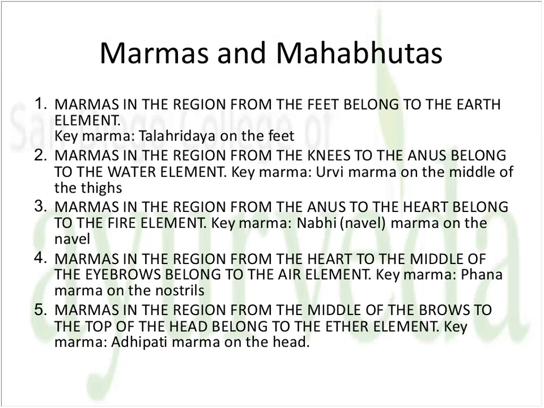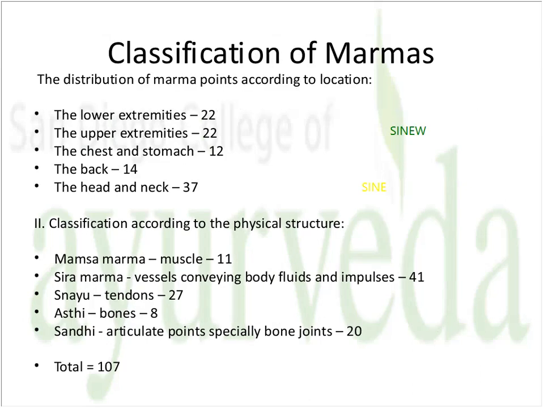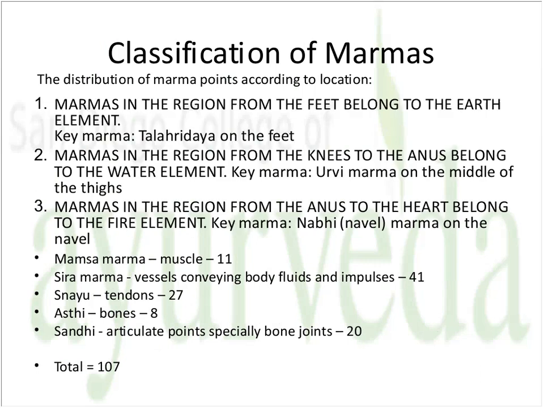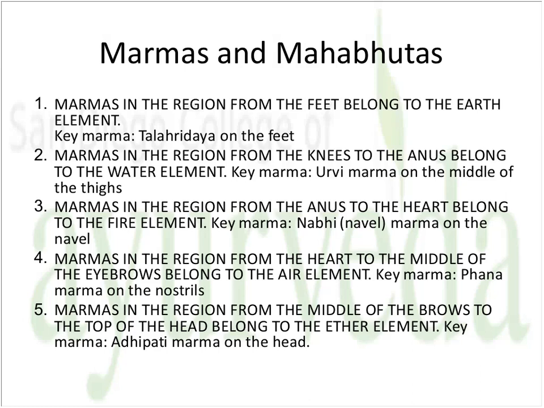And then think about marmas from the heart to the middle of the eyebrows, belonging to the air element. So there's, for example, a point on the nostrils as well. So think about marmas based on the mahabhutas. We talked about marmas based on the location in the body and physical structure. This is another way that they are classified, relating them to the mahabhutas, or the 5 great elements. And then you have marmas in the region from the middle of the brows to the top of the head belonging to the ether element. And, for example, the adhipati marma on the head, also known as murdhni marma.